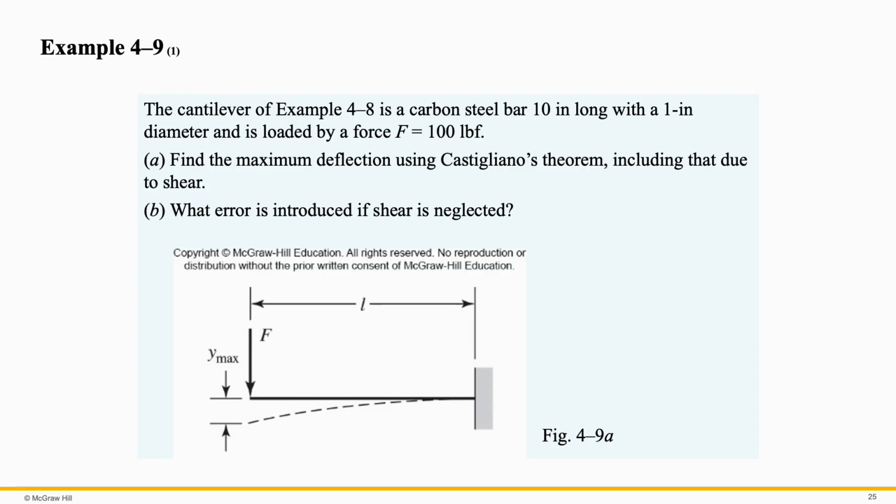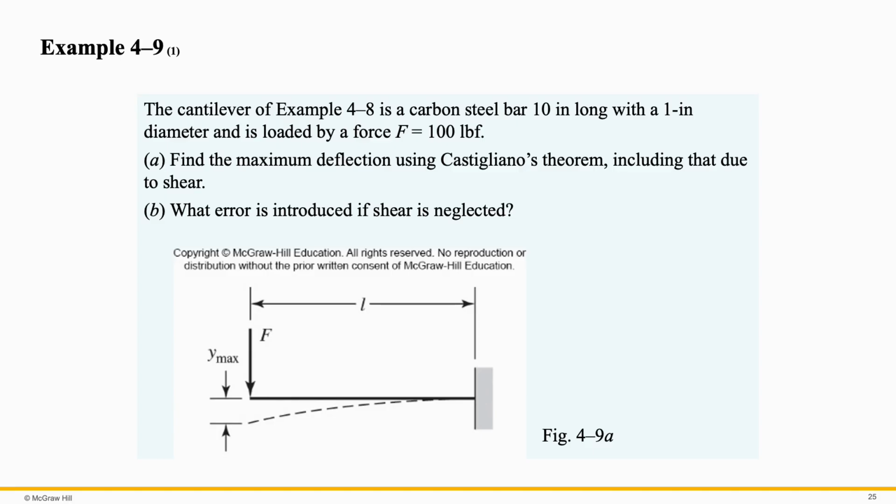In this example, we will apply Castigliano's theorem to find the maximum deflection of this cantilevered beam. In part A, we will find the maximum deflection using Castigliano's theorem, and both of the terms will be included when we apply the strain energy, because please recall that in the previous example, example 4.8, we determined the total strain energy.